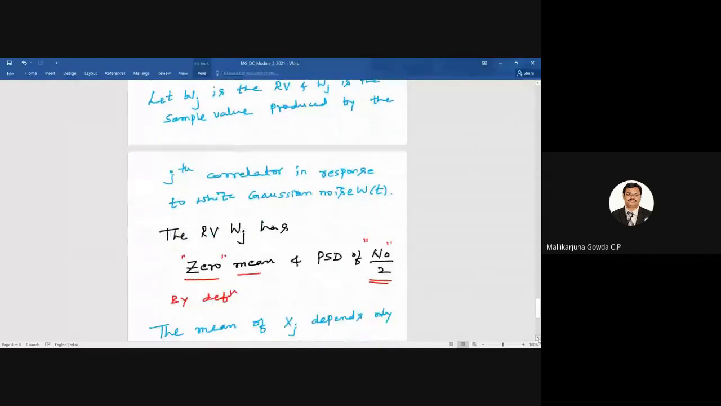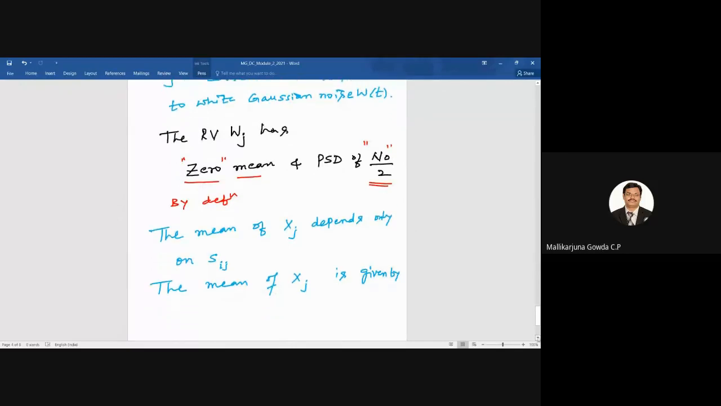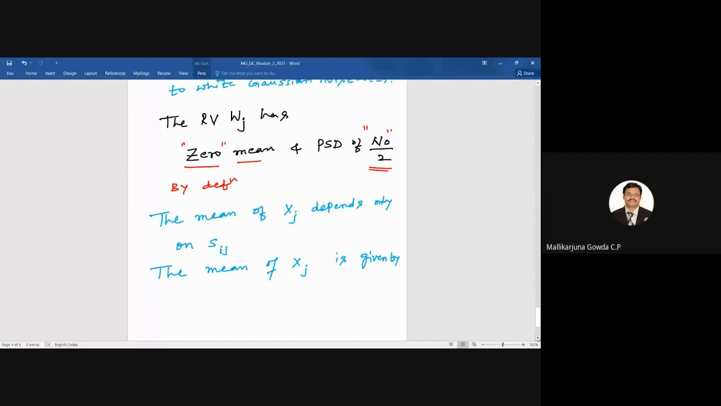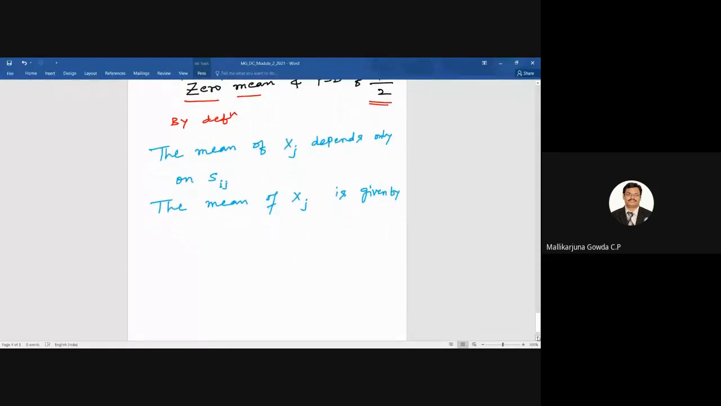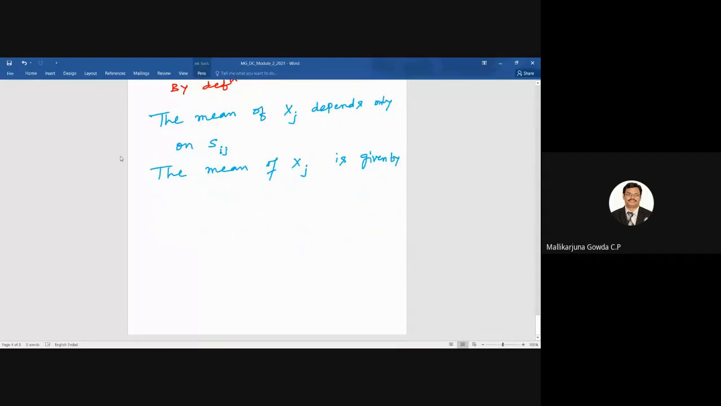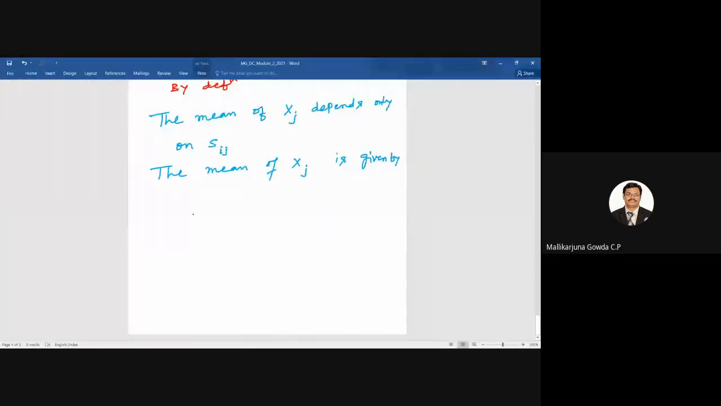I said the random variable Wj has zero mean and a power spectral density of n0 by 2. That is based on the definition of white Gaussian noise. Next, I said the mean of the random variable xj depends only on Sij. So how do I write the mean of xj? Let me use a different color.